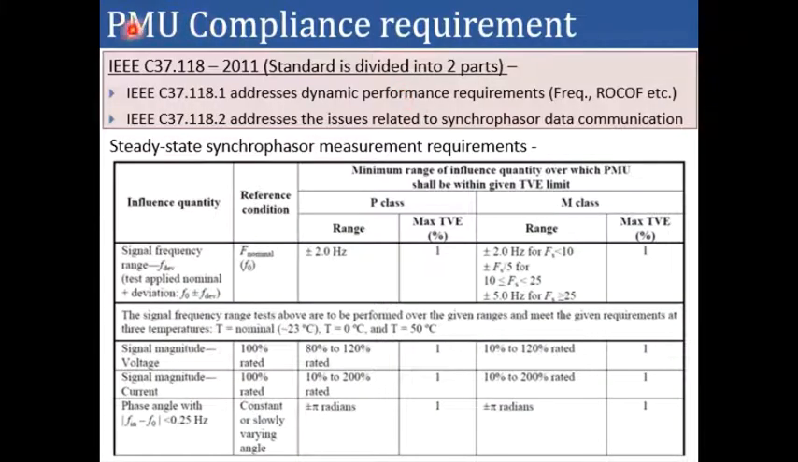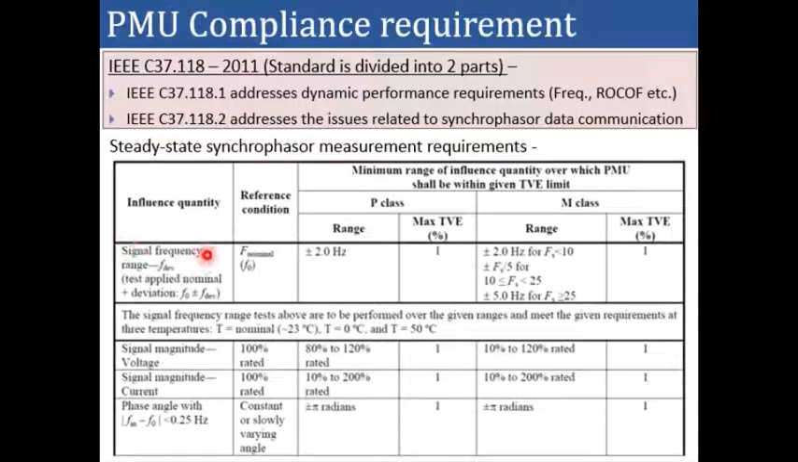Now, as per the IEEE C37.118-2011, the standard is divided into two parts. IEEE C37.118.1 addresses the dynamic performance requirements such as frequency and rate of change of frequency, and IEEE C37.118.2 addresses the issues related to synchrophasor data communication. Now let's first talk about the steady state synchrophasor requirements.